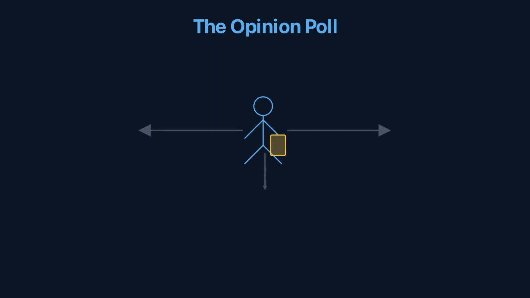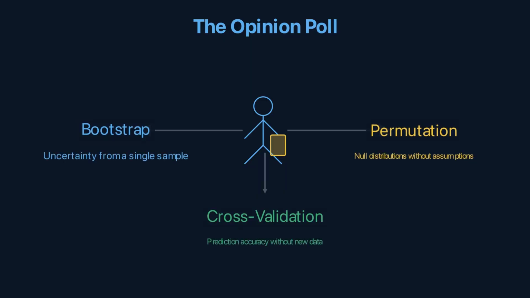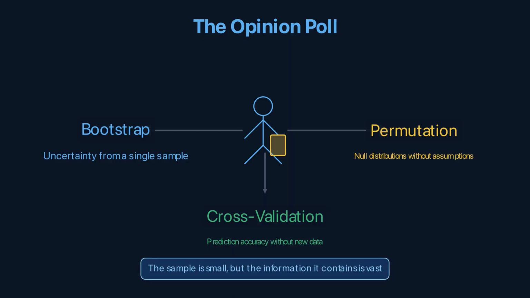You can't survey everyone, but the bootstrap extracts uncertainty from a single sample. Permutation tests build null distributions without assumptions. Cross-validation estimates prediction accuracy without new data. These 3 methods appear everywhere, from PopPK model validation to machine learning to gene expression analysis. The opinion poll is small, but the information it contains is vast.